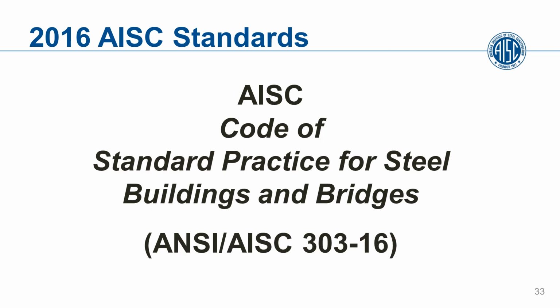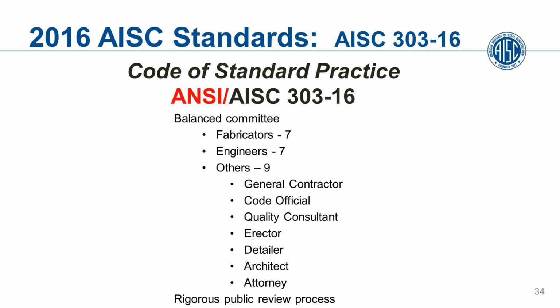Moving on to the Code of Standard Practice for Steel Buildings and Bridges, AISC 303-16, we're going to cover a lot of changes that have occurred in that. One of the major changes that have occurred in the Code of Standard Practice, for the first time ever, AISC 303-16 is now an ANSI standard. It had never been an ANSI standard before.